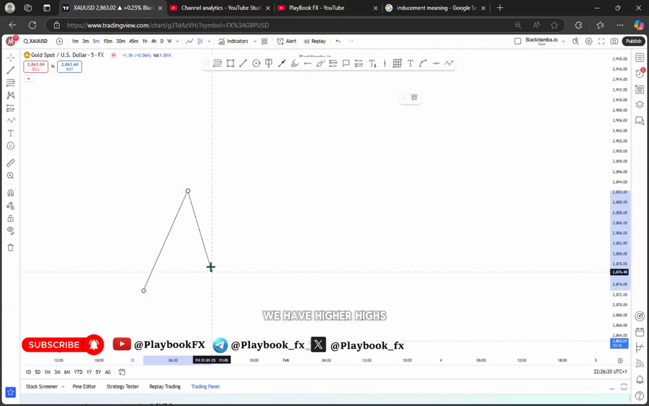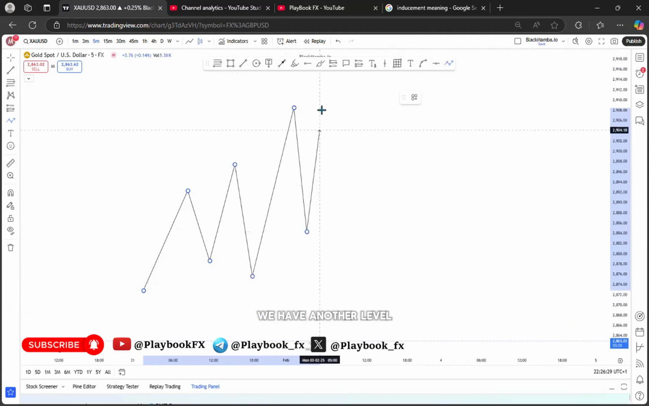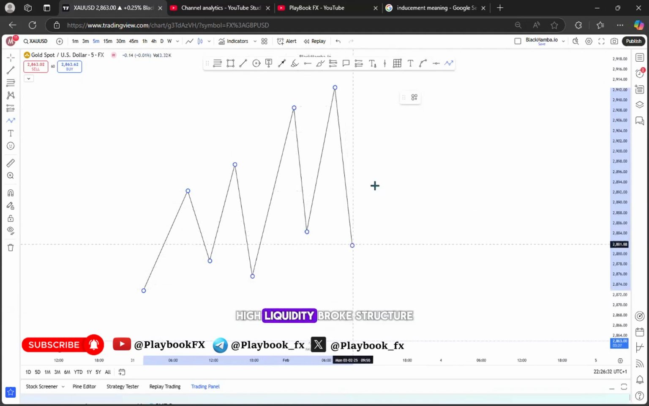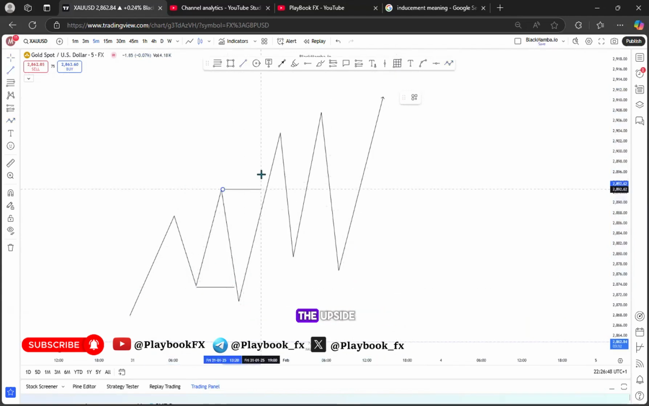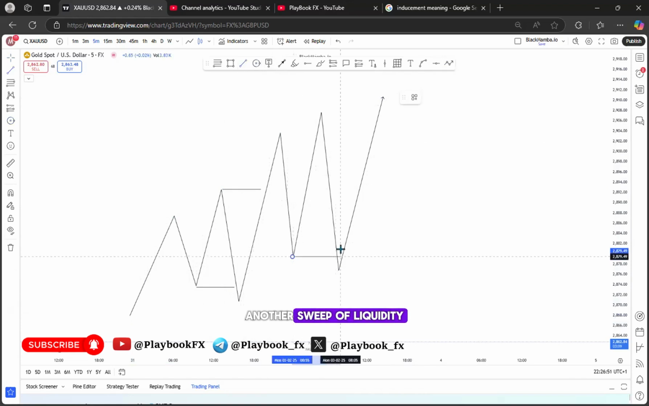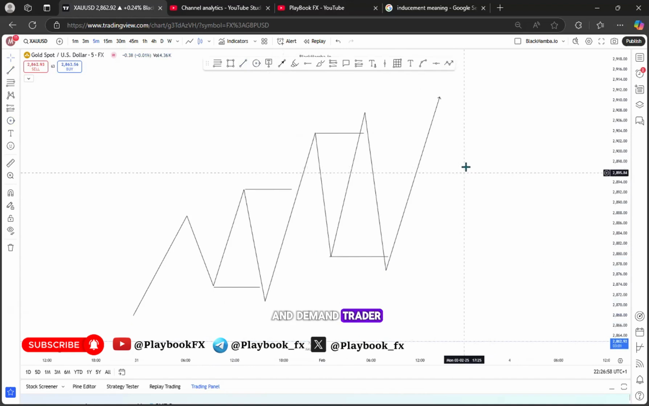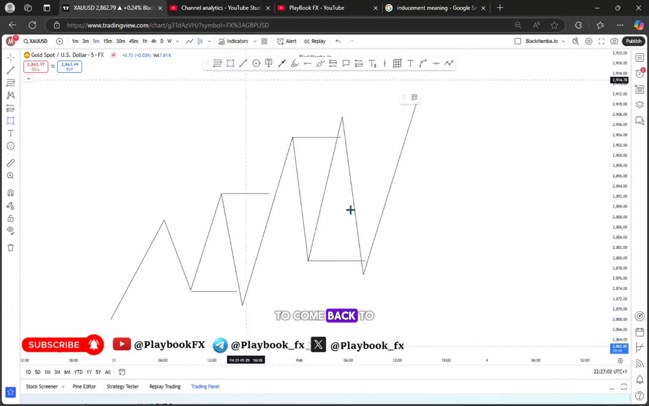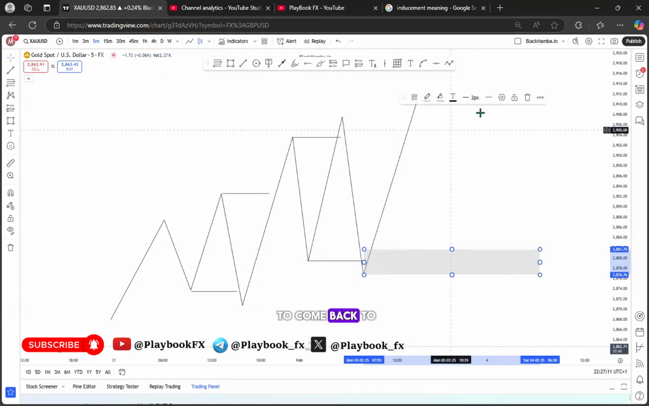We have higher highs, swept liquidity, broke structure. We have another level like this, price swept liquidity, broke structure. Sweep of liquidity here, price broke structure to the upside. Another sweep of liquidity and price broke structure to the upside. If you're a supply and demand trader, you'll be expecting price to come back to maybe a zone here at this extreme, and you're expecting price to come back to this zone.